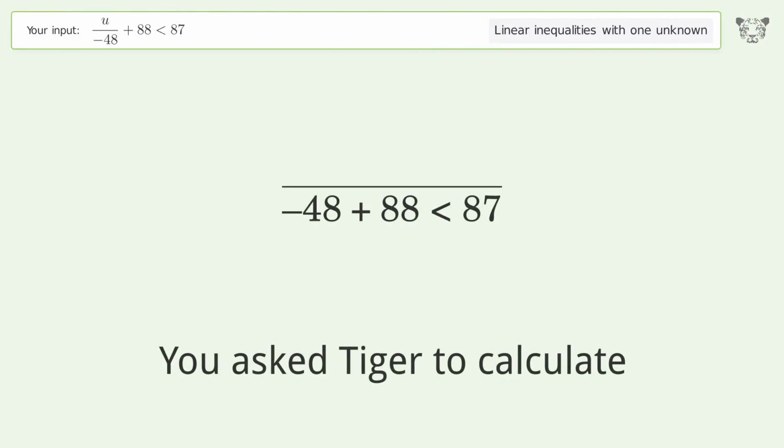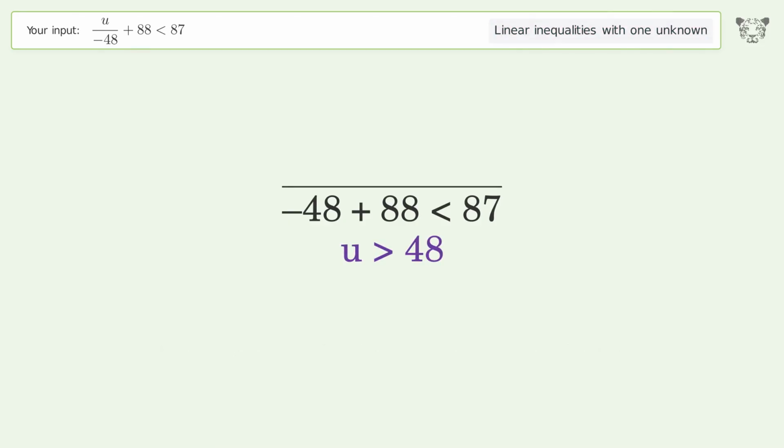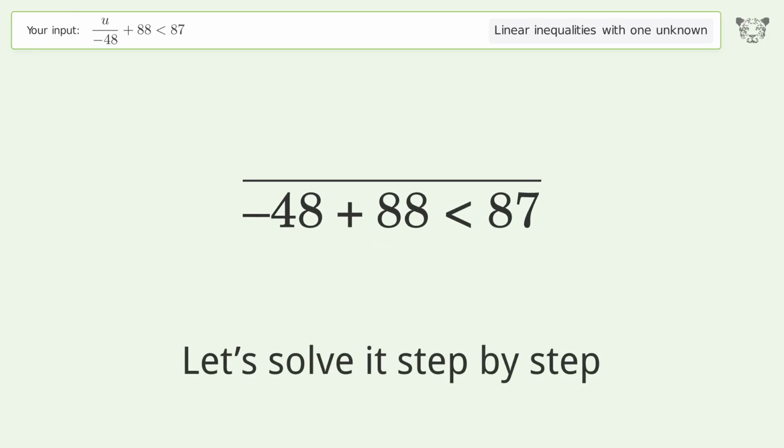You ask Tiger to calculate. This deals with linear inequalities with one unknown. The final result is u greater than 48. Let's solve it step by step.